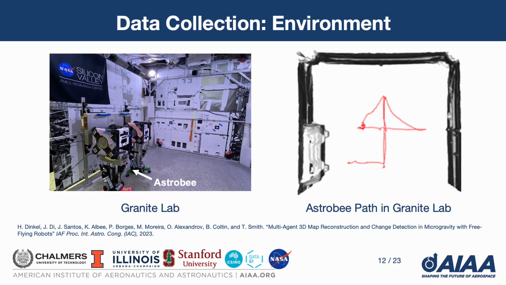This is the Granite Lab at Ames Research Center where testing was done. The Astrobee glides on the granite table, shown in the image on the left, using an air-bearing system that allows it to glide with 3 degrees of freedom. On the right is an example of the path Astrobee takes during a pre-planned survey of the lab.